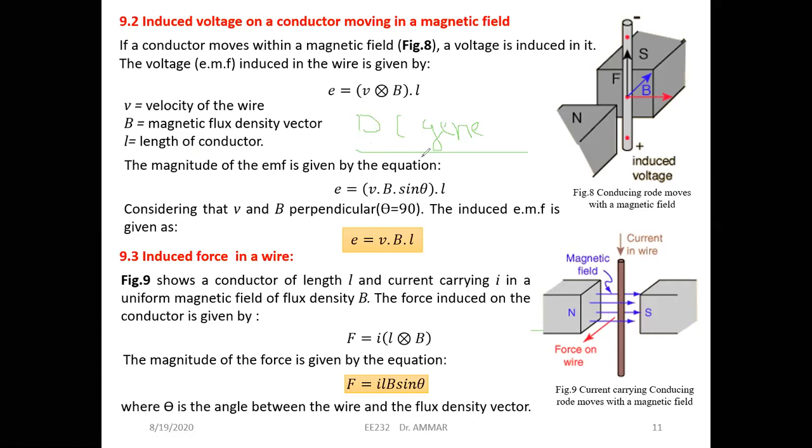The third case, we are talking about the force, not the voltage. If we have a conductor within a magnetic field and the current flowing through this conductor, so this is the difference here. Previously, we didn't have current. The conductor was moving, but in this case, we have current. So when we have a magnetic field and a current-carrying conductor, a force will be generated in this conductor. And we can determine the direction of the force using, of course, the right hand rule.